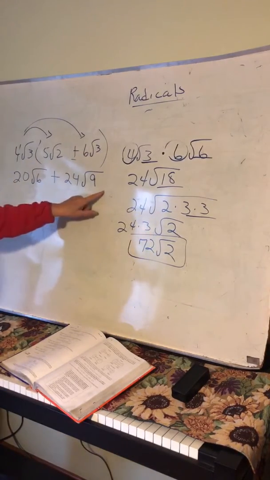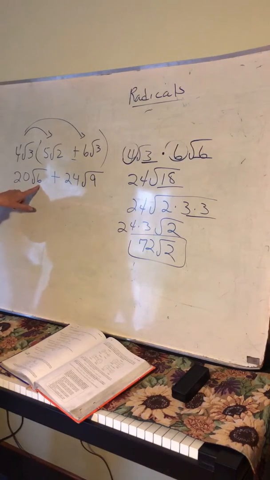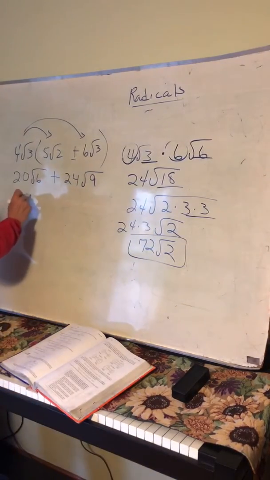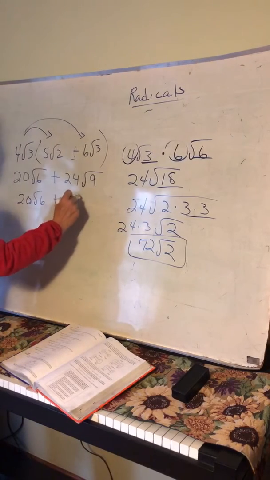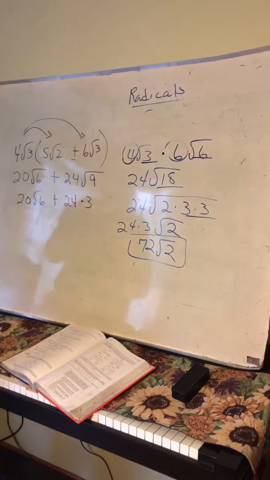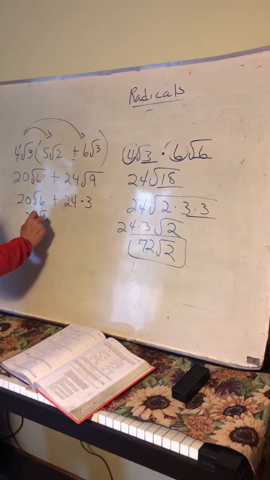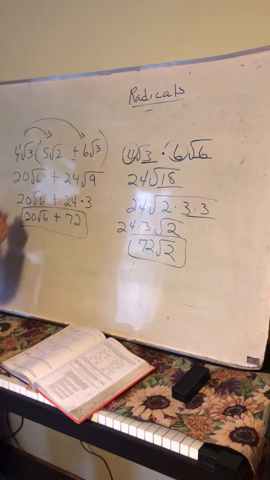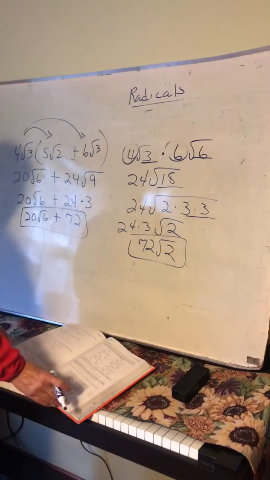Okay, then you look at this. Is this in the simplified form? Well, the prime numbers for 6 are 2 and 3. That's in the simplest form. What's this? What's the square root of 9? It is 3. So you're going to do 20 square root of 6 plus 24 times 3. So the answer is 20 square root of 6 plus 72. That is this simplified form. Okay, I'll leave that up here for a minute.